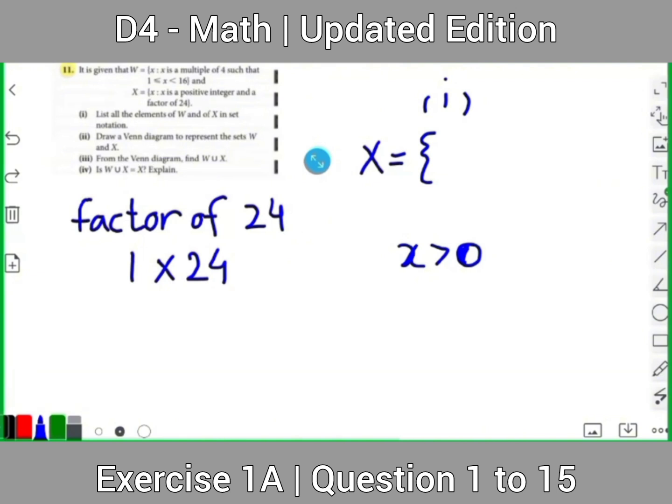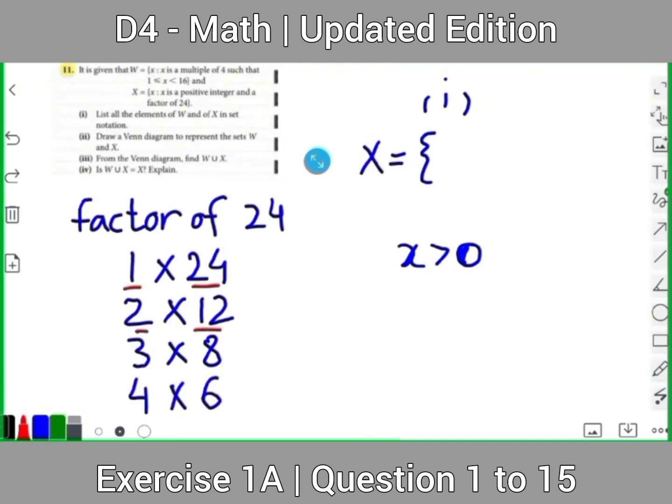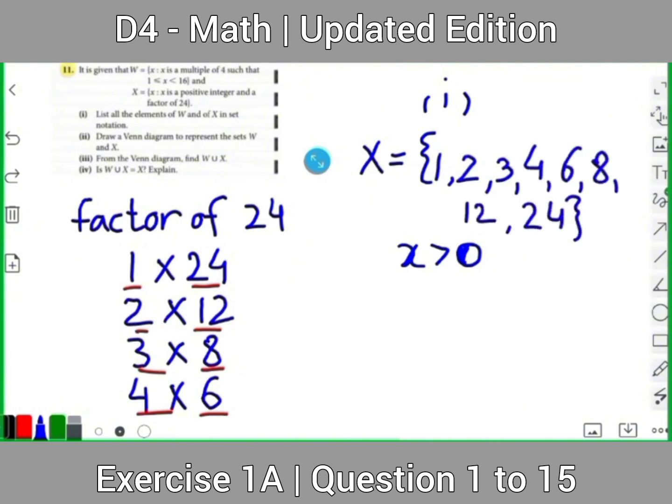So 1 times 24 gives us 24. Similarly, 2 times 12 also gives us 24. 3 times 8 gives us 24, and similarly 4 times 6 also gives us 24. So these are all the factors of 24. Here we have 8 factors of 24, and we know that the factors of any number are finite. So now we will write down these numbers: 1, 2, 3, 4, 6, 8, 12, and 24. So now we have also found the elements of X in set notation.